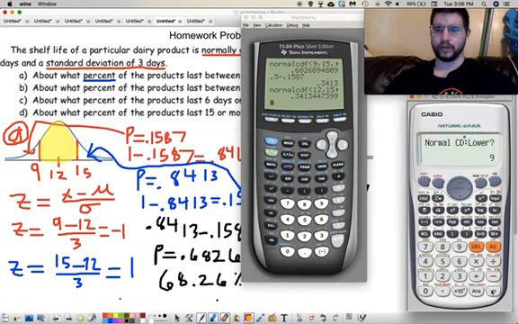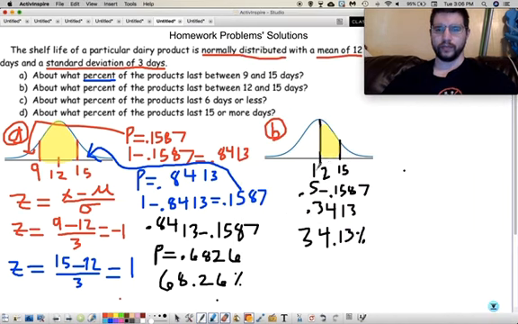Casio: lower bound is 12, mean is 15, same. 0.3413. So we had most of the numbers from part A already. That wasn't too terrible to calculate.